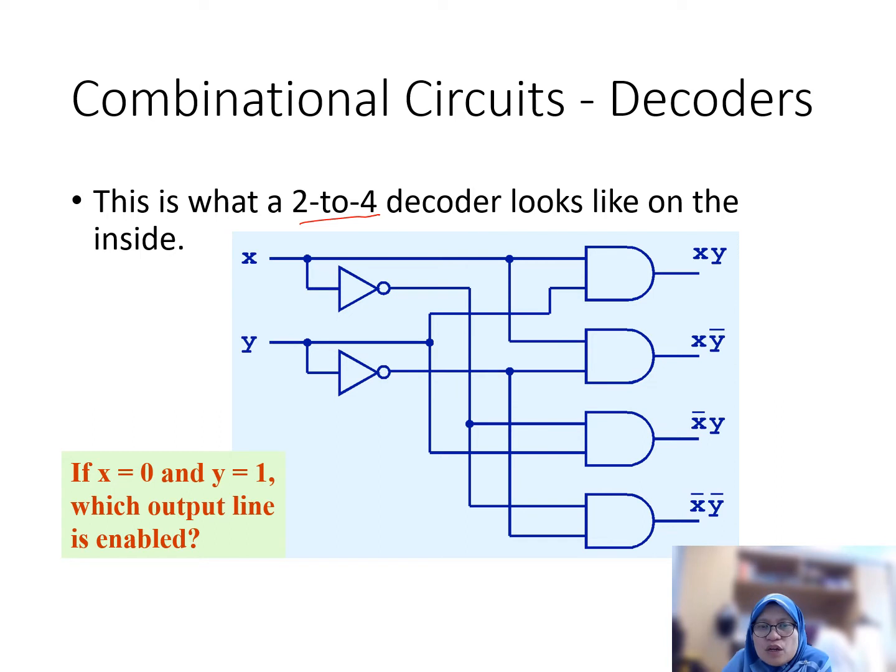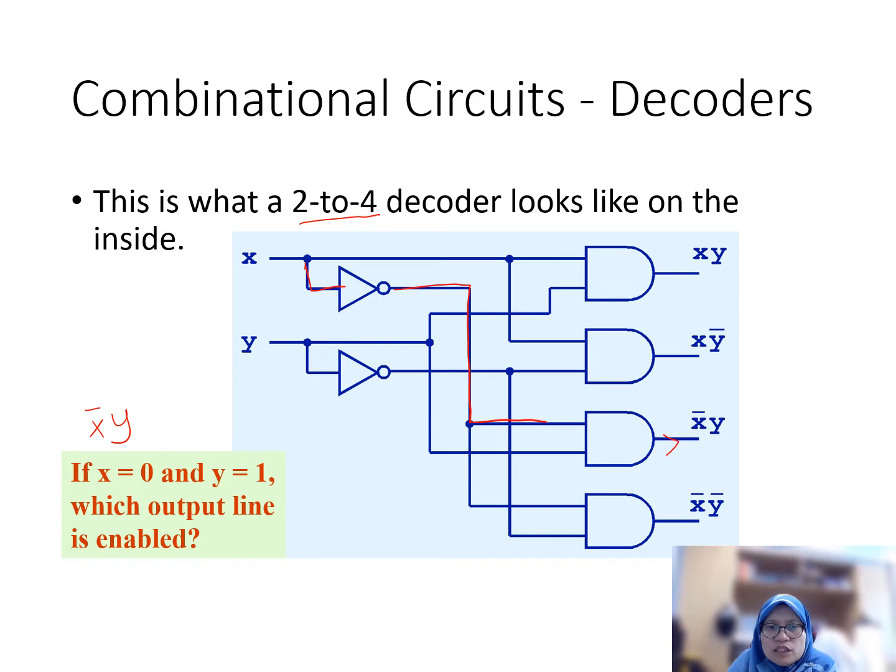Okay, so for the decoder, they have several combinations. So if x is equal to 0 and y is equal to 1, which output line is enabled? Okay, so we have x bar and then y. So here we can expect that it will go out to here, x bar y.